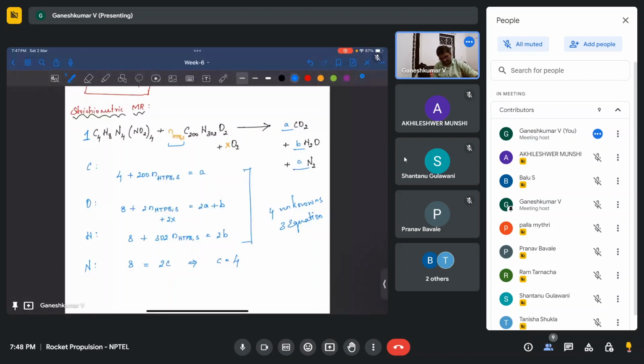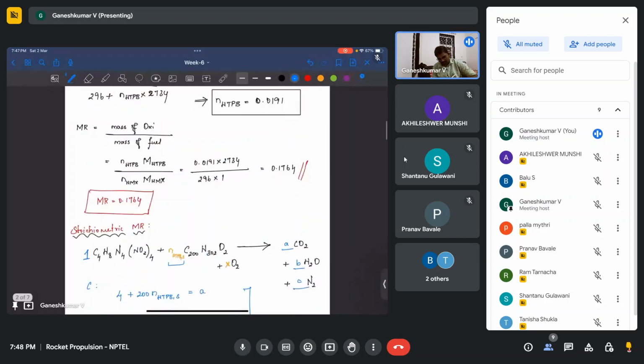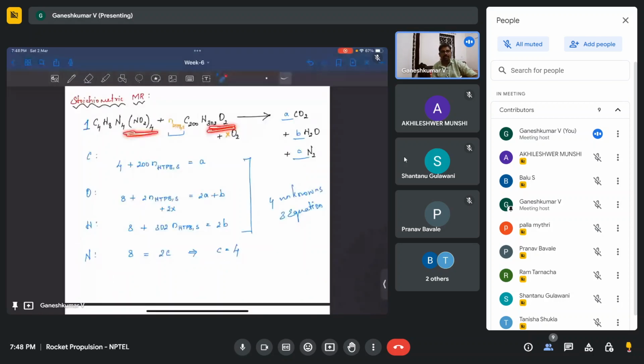So you see, you have HMX which has oxygen in it, you have HTPB which has oxygen in it, and the carbon atoms and hydrogen atoms present here have to fully depend on this oxygen only, right? And unless you have some additional oxygen, you won't be able to get the ideal set of products basically.